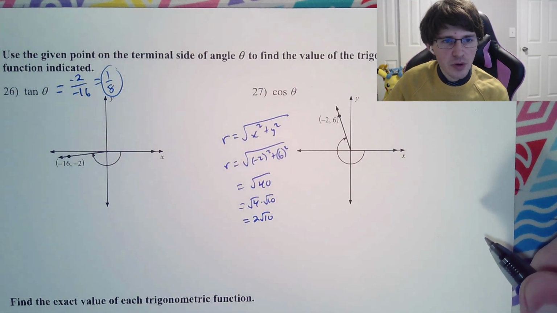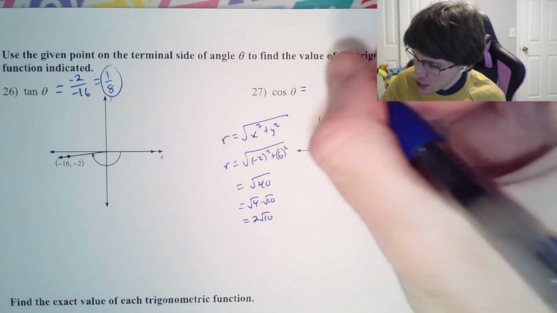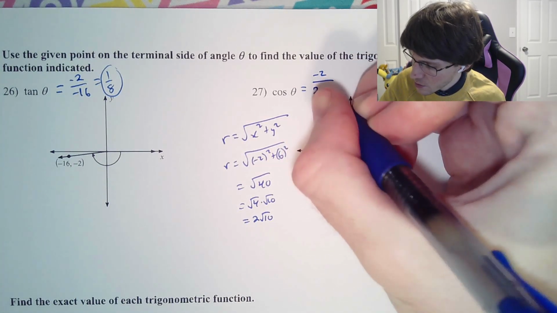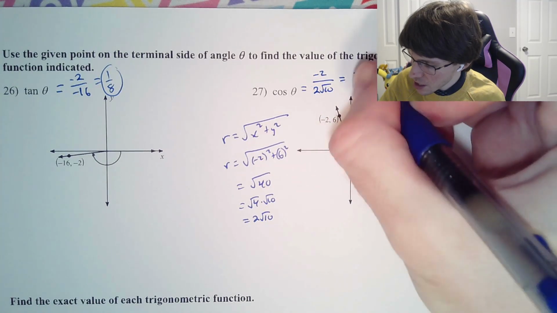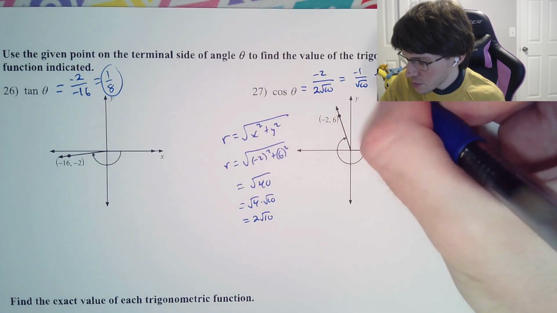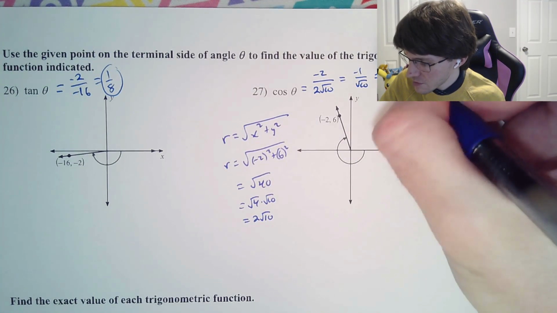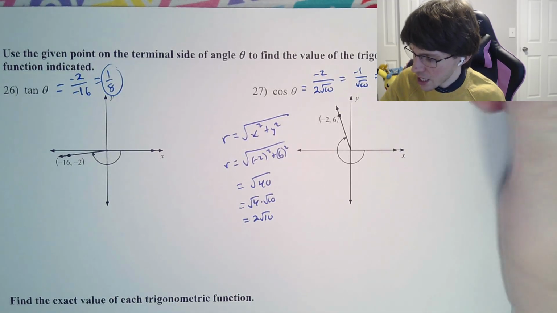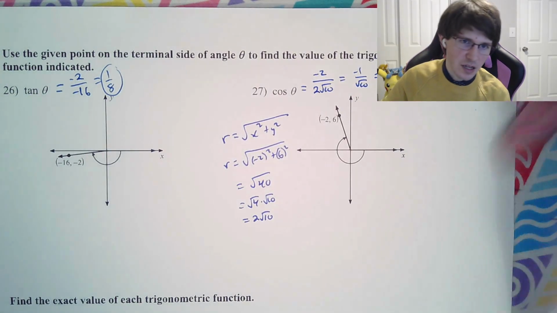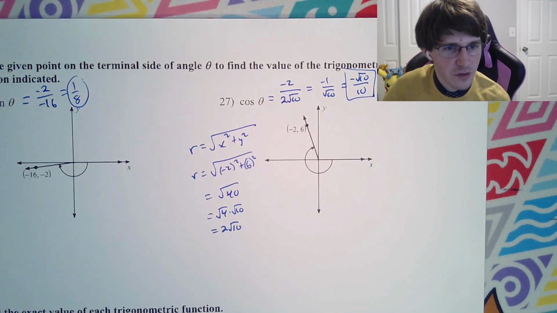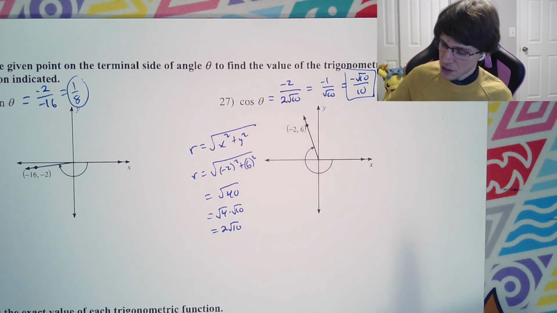But your cosine is going to be your x value over your radius. So you have your x value divided by your radius, which reduces to -1 over the square root of 10. Or if your teacher requires it, multiply by the square root of 10 over the square root of 10, and you'll get negative radical 10 over 10 for our final answer. But again, you are able to write it like this if you're in my class. So there's your exact values.